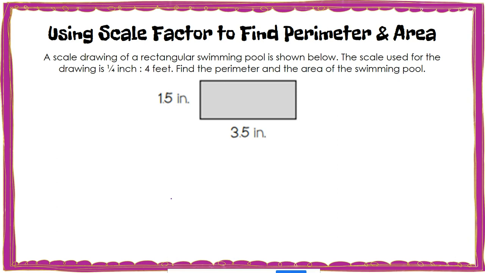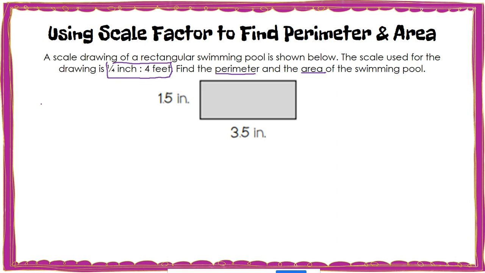On your screen, you see a scale drawing of a rectangular swimming pool. The scale used for the drawing is 1/4 of an inch to 4 feet. We want to find the perimeter and the area of the swimming pool. To be able to find the perimeter and the area of the swimming pool, I need to know the actual length and the actual width of the swimming pool. So I'm going to use my scale factor to find those values first.